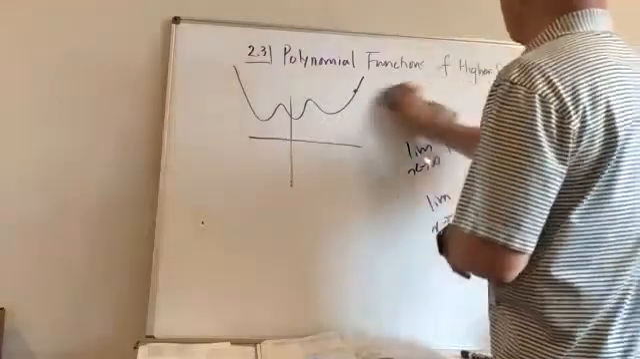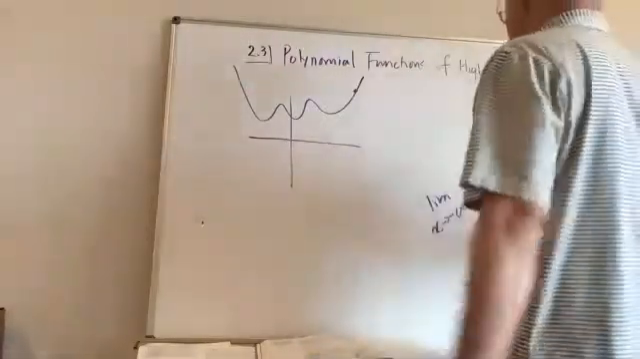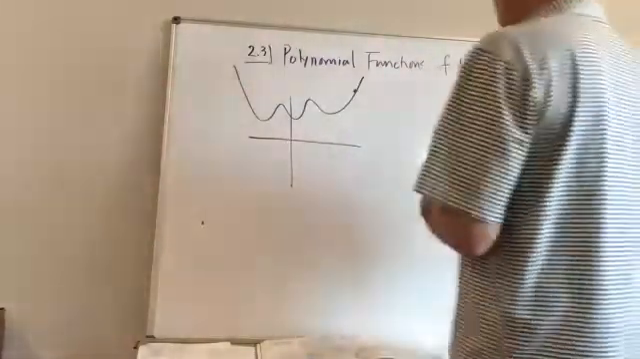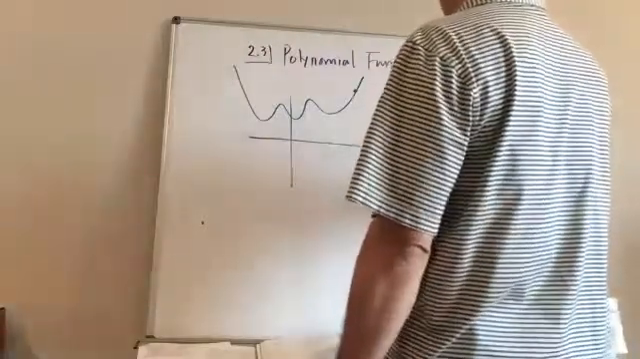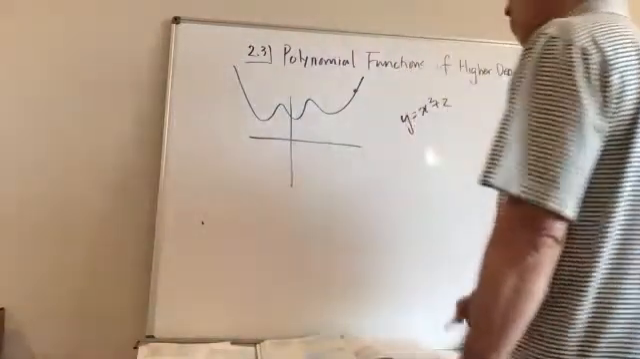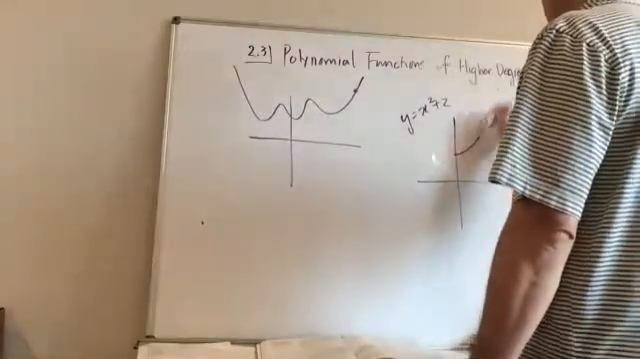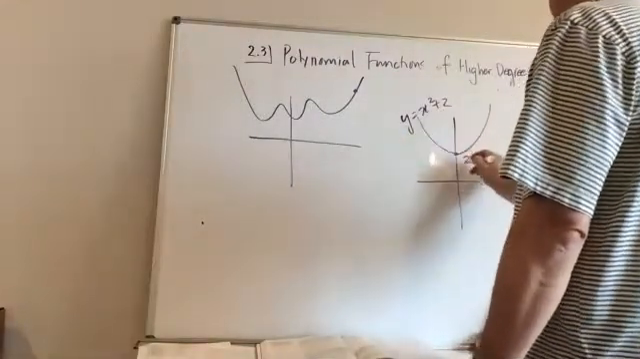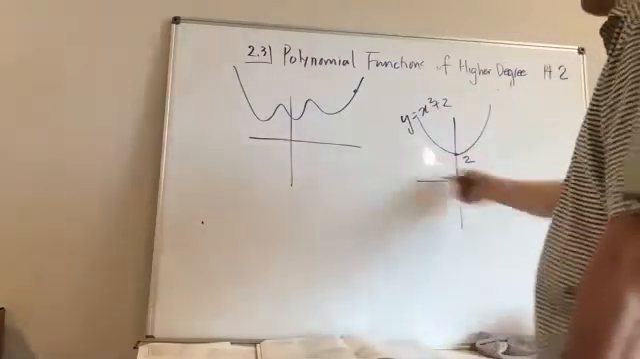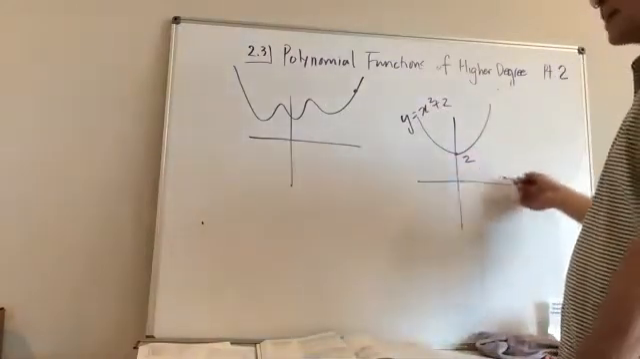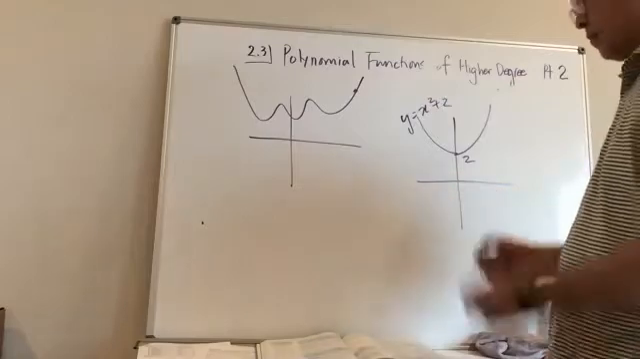So a very simple example of this would be y is equal to x squared plus 2. All right? y is equal to x squared plus 2. The graph looks like this. It's never going to meet the x-axis, right? Okay, so there's no solutions there, right?